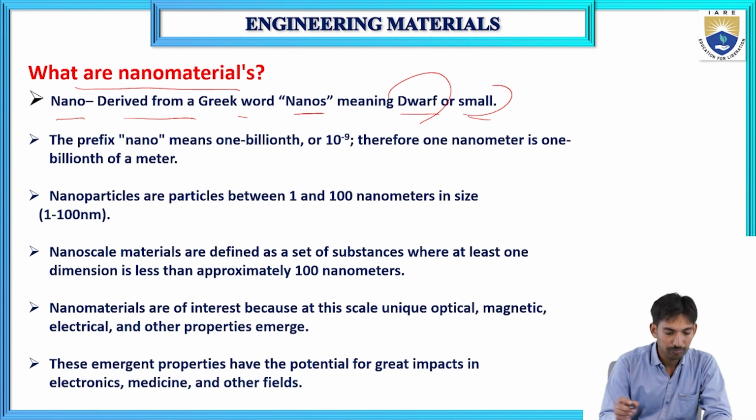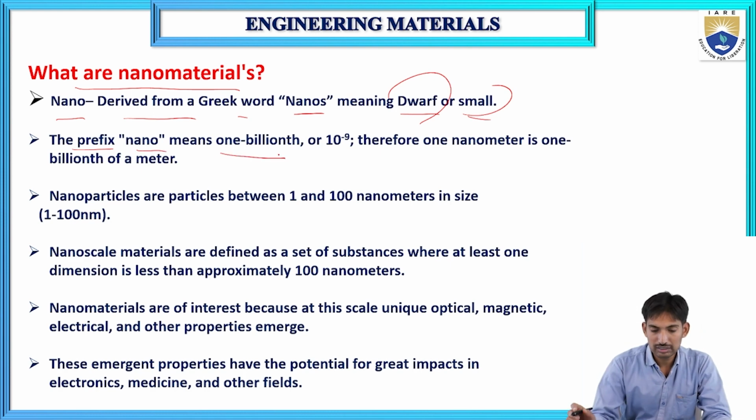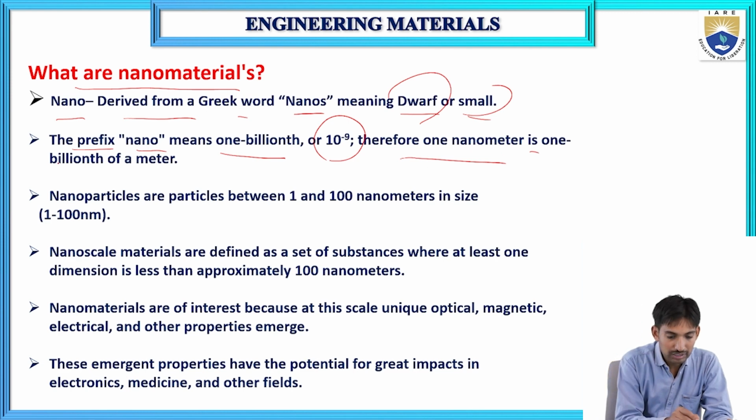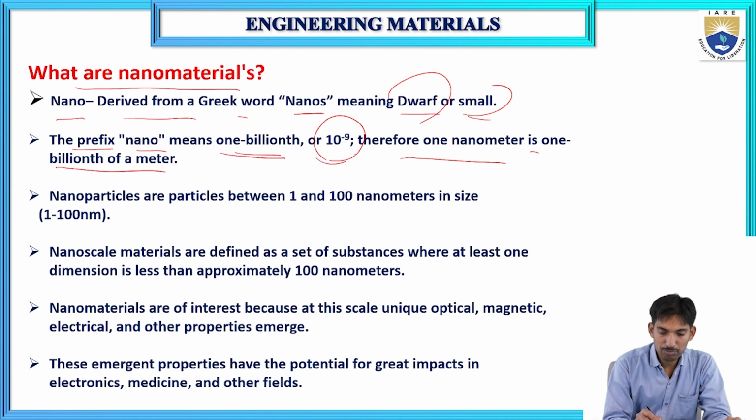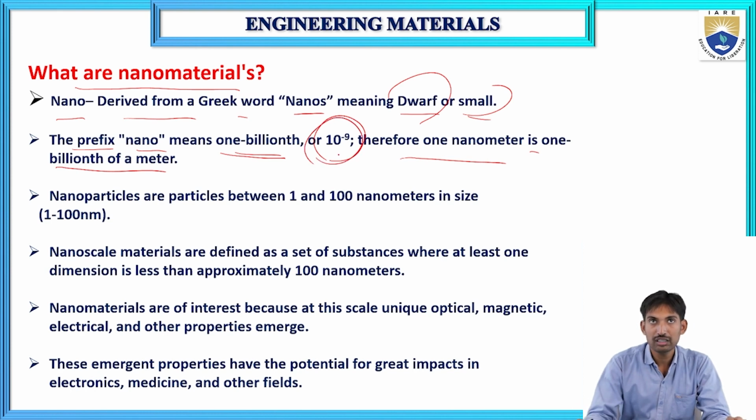The prefix nano means 1 billionth, or 10 to the power of minus 9. Therefore, 1 nanometer is 1 billionth of a meter. Nano means 1 billionth of 1 meter, or 10 to the power of minus 9 meter.